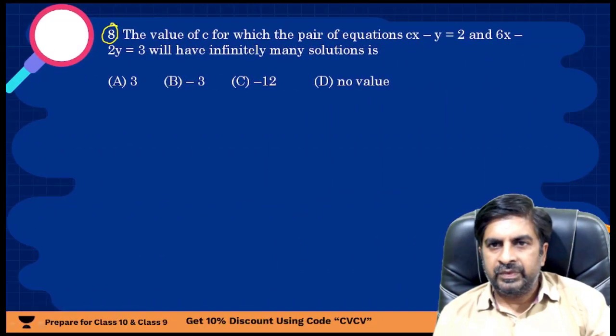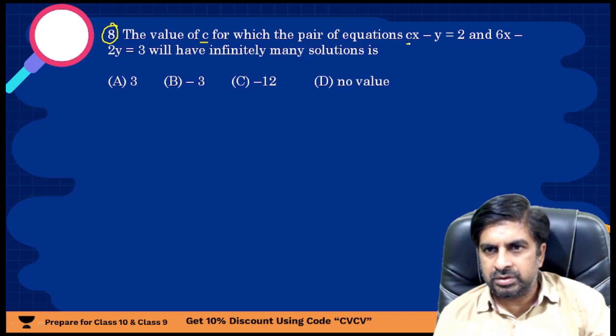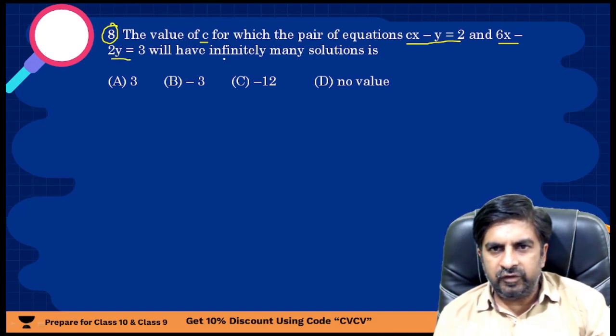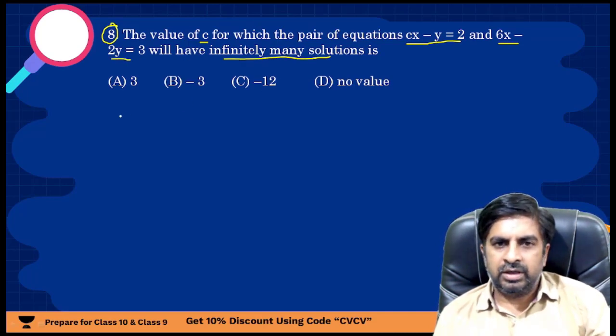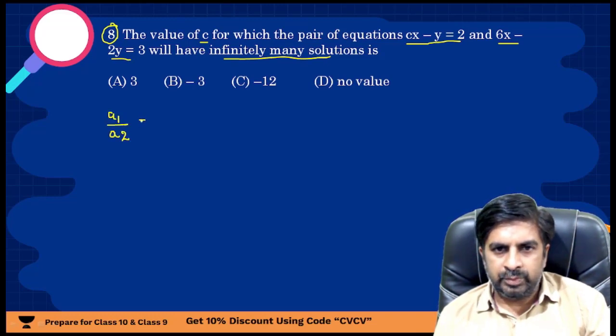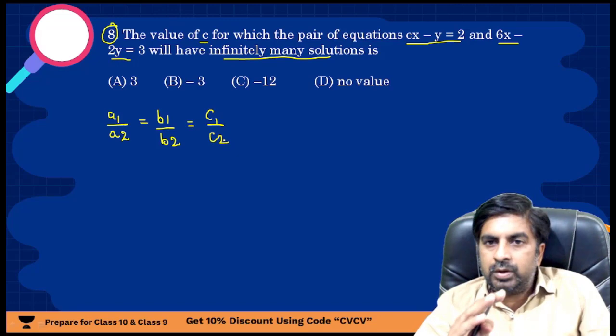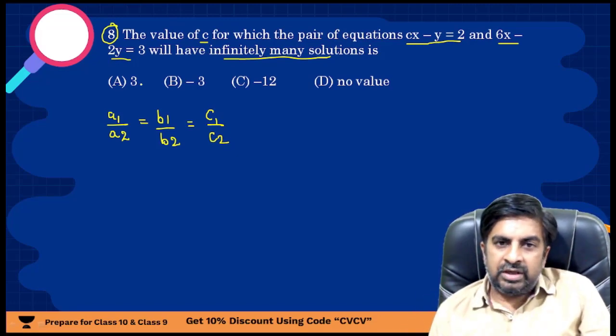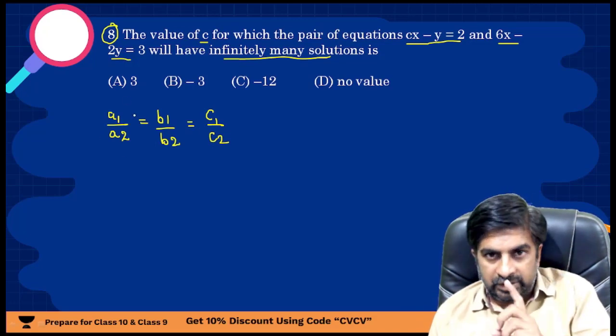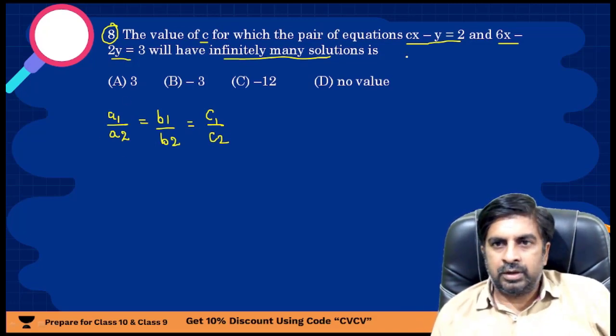question number 8. The value of c for which the pair of linear equations has infinitely many solutions. Again, infinitely many solutions. So a1 upon a2 should be equal to b1 upon b2 should be equal to c1 upon c2. Look here. Now what will be the problem and why are students making mistakes? Actually they just check this and try to find out. Let me tell you what type of answer will come.